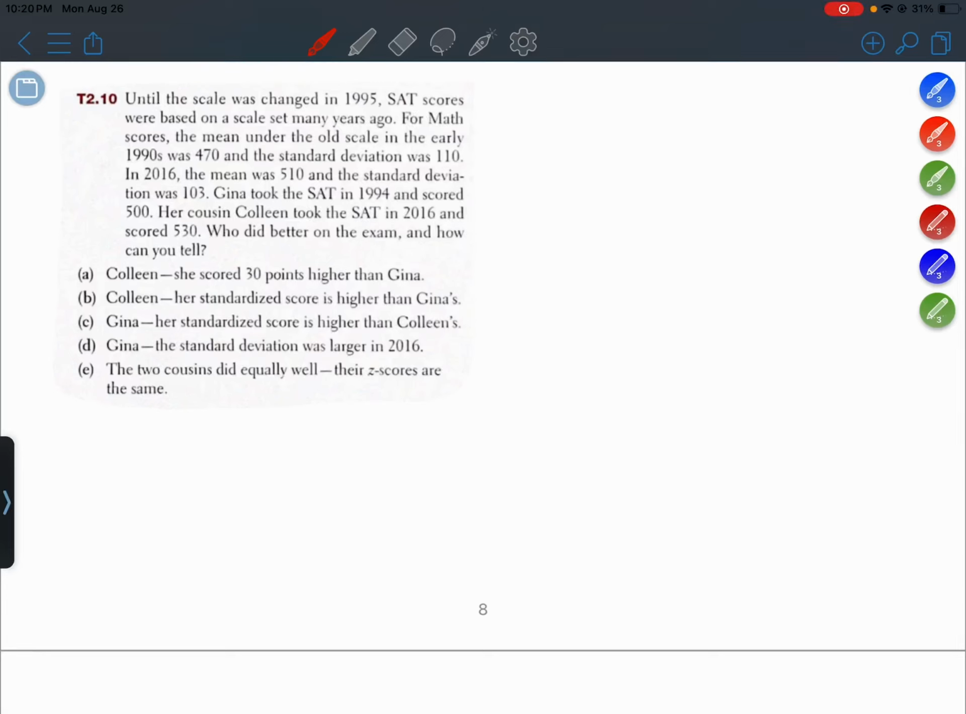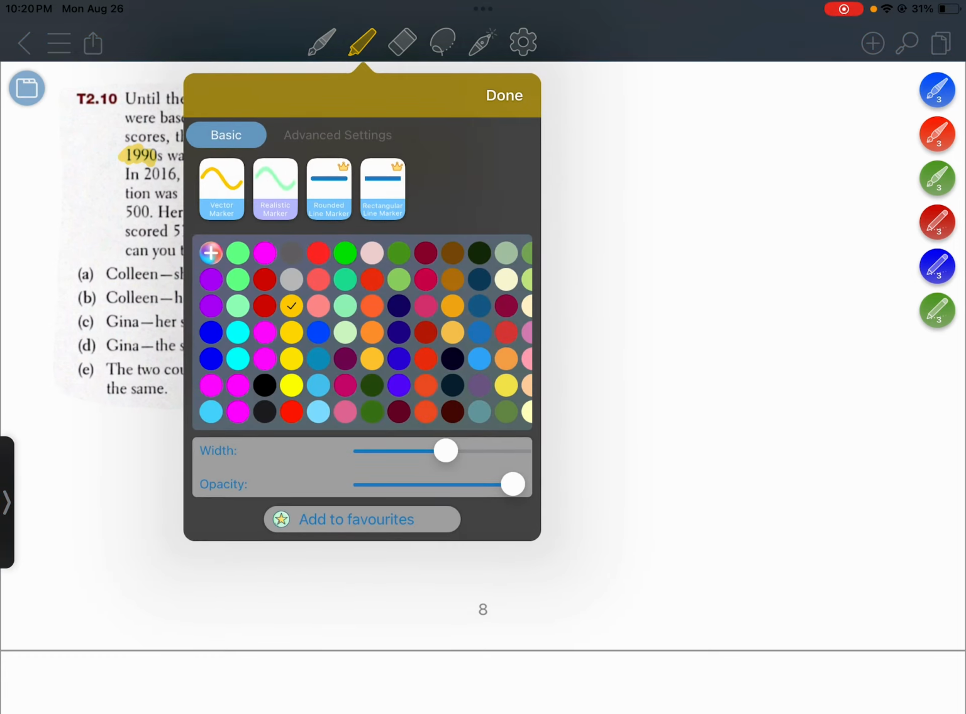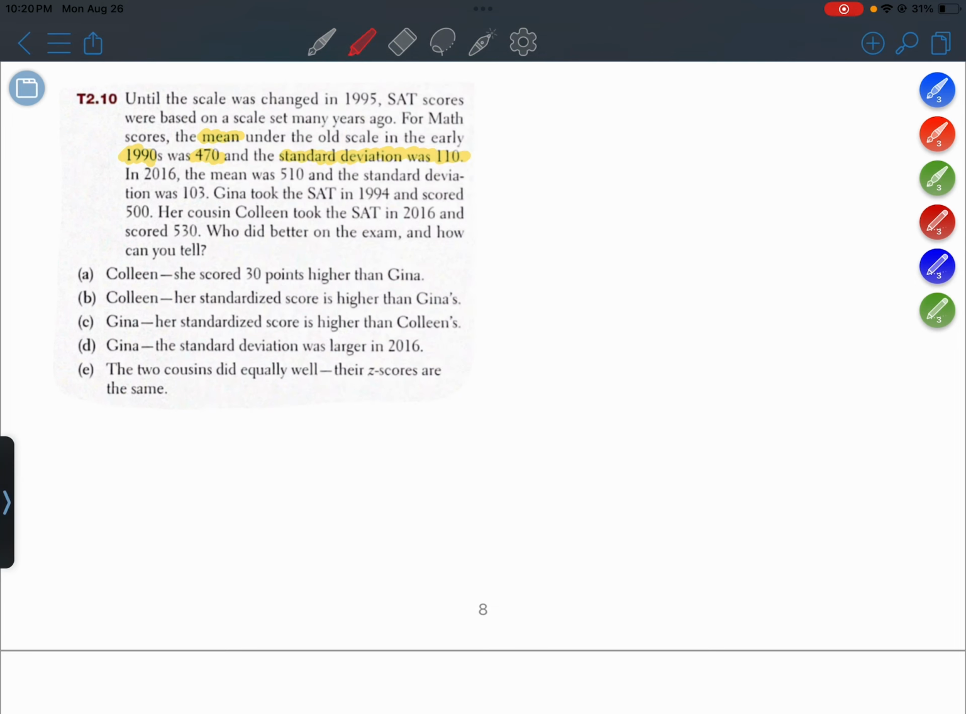T2.10. Until the scale was changed in 1995, SAT scores were based on a scale set many years ago. For math scores, the mean under the old scale in the early 1990s was 470 and the standard deviation was 110. Right, so let's just make a note of this. So in the 90s, the mean was 470 and the standard deviation was 110. Okay, fast forward, and in 2016, the mean was 510 and the standard deviation was 103.